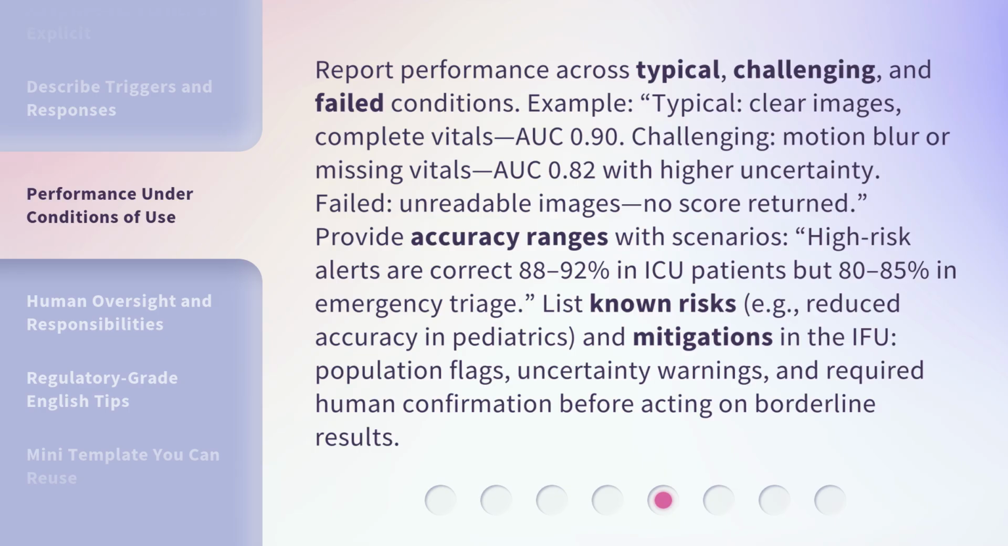List known risks, e.g., reduced accuracy in pediatrics, and mitigations in the IFU. Population flags, uncertainty warnings, and required human confirmation before acting on borderline results.